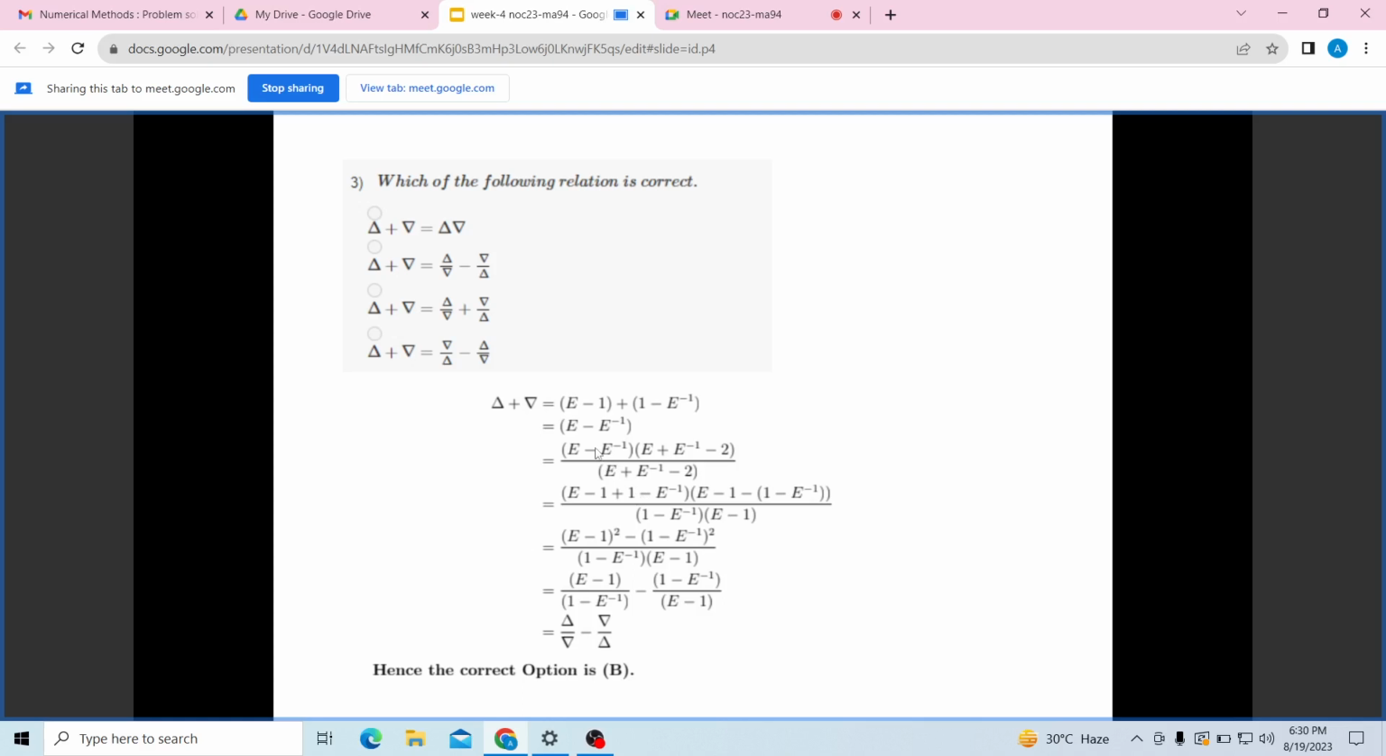And then in the first bracket, we have added and subtracted 1. And here we have expanded 2 minus 2. And here when you multiply these brackets, you will get this term, E plus E inverse minus 2.